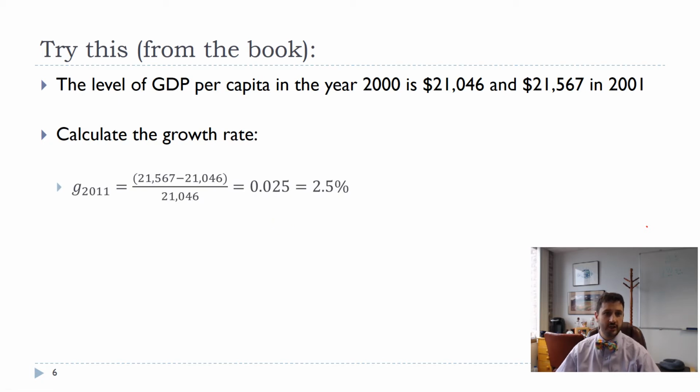So we can do this pretty easily, right? Our growth rate in 2011 is just 21,567 minus 21,046 divided by 21,046. One of the keys is to remember to divide by the first year, not the second year. And so in this case, you get 0.025, which is 2.5%. Okay? I'll usually ask you to give it to me in percentage terms, so in that case it would be 2.5.